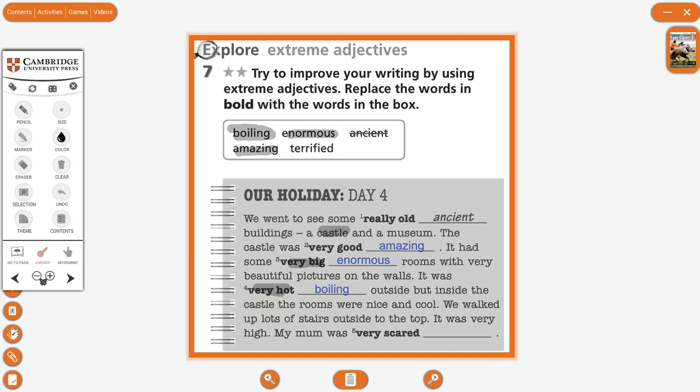We walked up lots of stairs outside to the top. It was very high. My mom was very scared. Very scared. Look at very scared. Scared means in Turkish korkmuş. Very scared. Çok korkmuş. That means terrified. We can say terrified instead of very scared. My mom was terrified. Now you can check your answer. Okay, I passed this exercise.